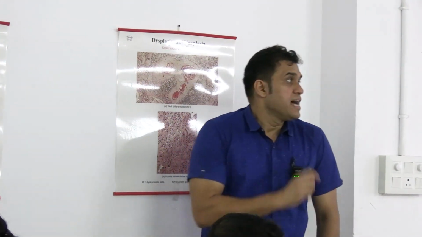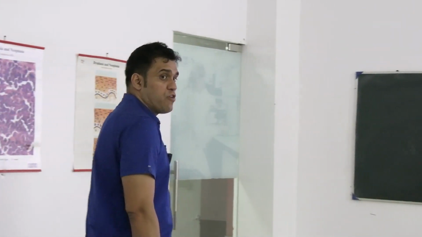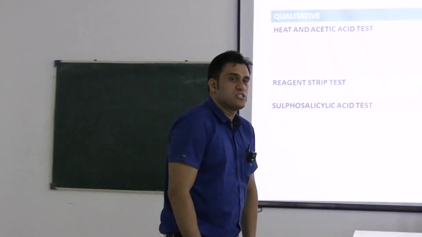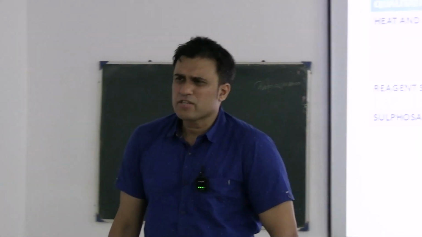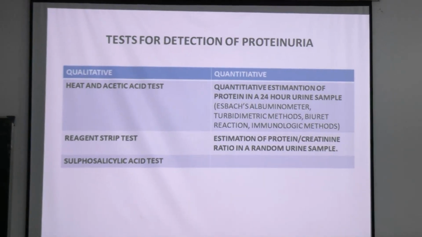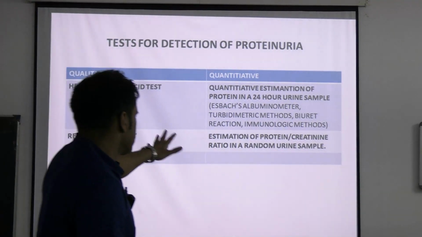Then you get the quantitative detection of protein. Quantitative methods include quantitative estimation of protein in a 24-hour urine sample. Very cumbersome to do. Okay, so which methods do we use? Esbach's albuminometer method, turbidimetric methods, biuret reaction, and immunologic methods. Just remember the names.